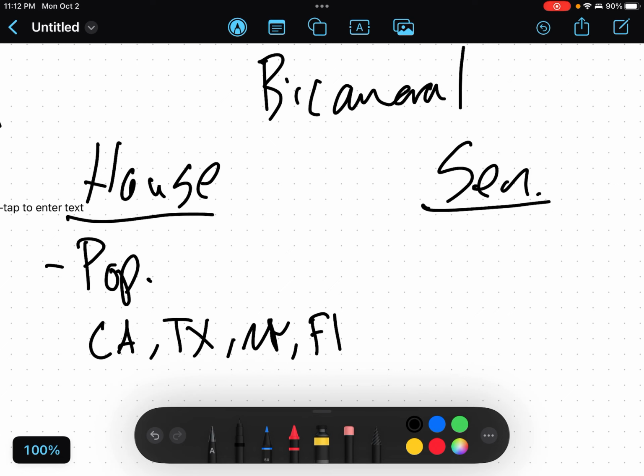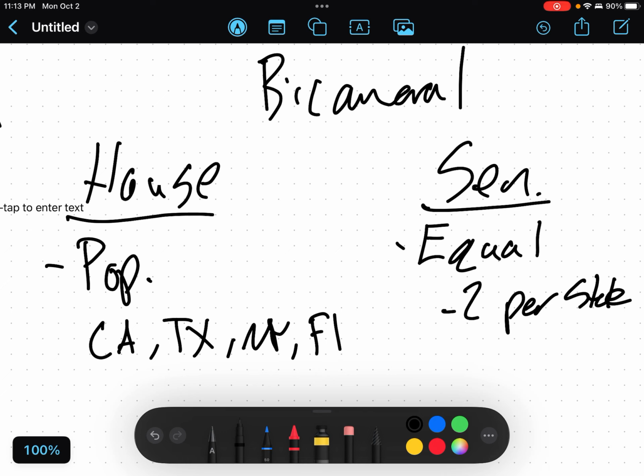Whereas the Senate, it's equal. So you have 2 per state, okay? And so the minimum number of senators that you're going to have is always going to be 2. The minimum number of House members you're going to have as a state is actually 1. And I believe it is actually Wyoming. Wyoming's interesting because they have 1 rep for the entire state. The entire state of Wyoming has 1 rep. But because in the Senate you get 2 per state, they have 2 senators.